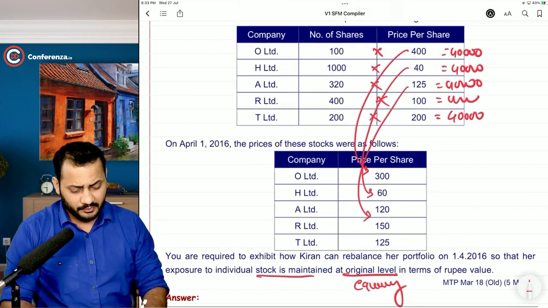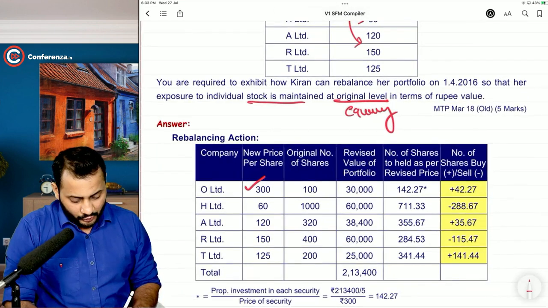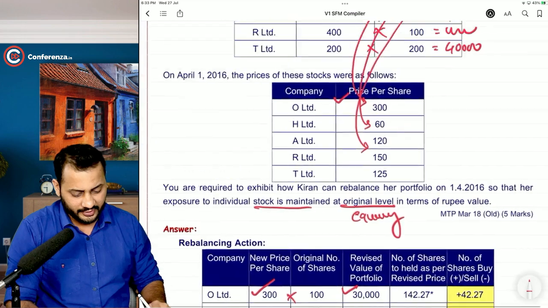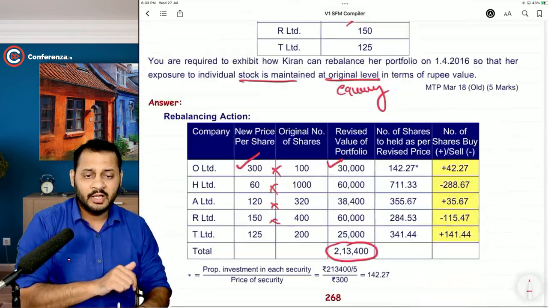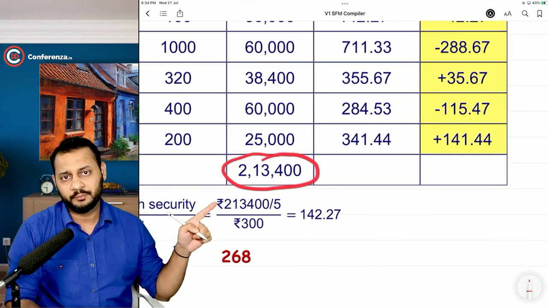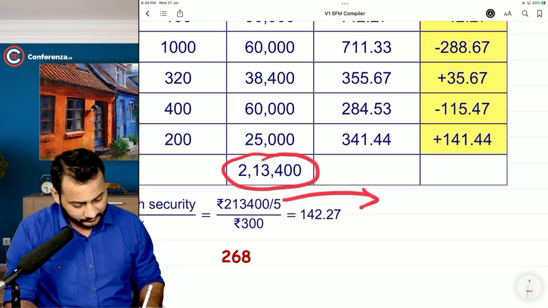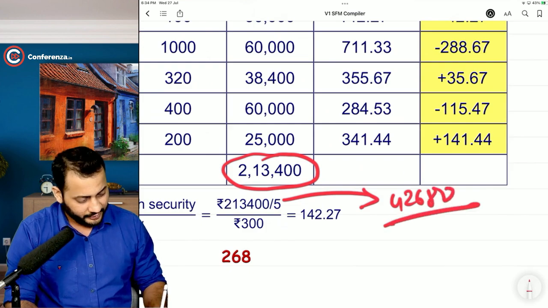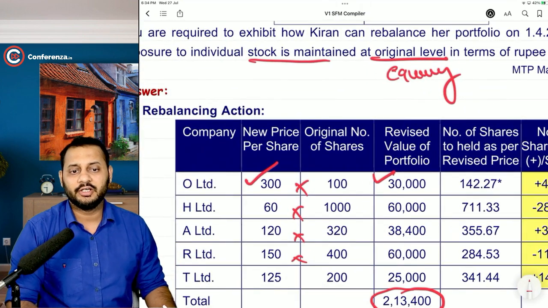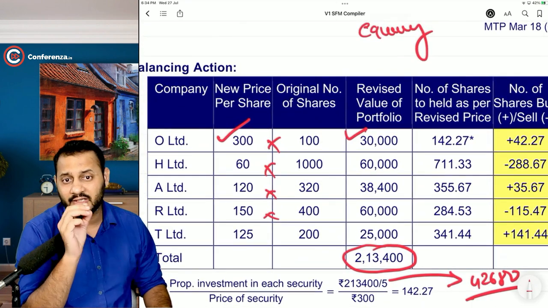Very simple, sir. Just multiply the number of shares with the price per share and you will get the current value. See, new price multiplied by number of shares, you will get the current value of 2,13,400. Earlier it was 2 lakhs divided by 5. Now it will be 2,13,400 divided by 5. So how much is that? So every stock should have a balance of 42,680. Every stock should have a balance of 42,680 rupees. Okay, that's what the amount should be in each of them.